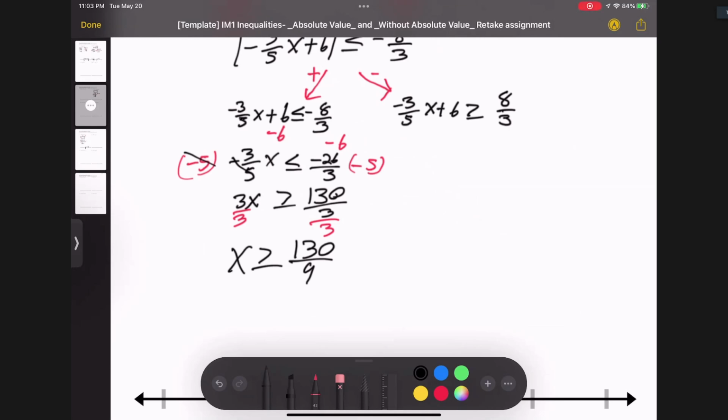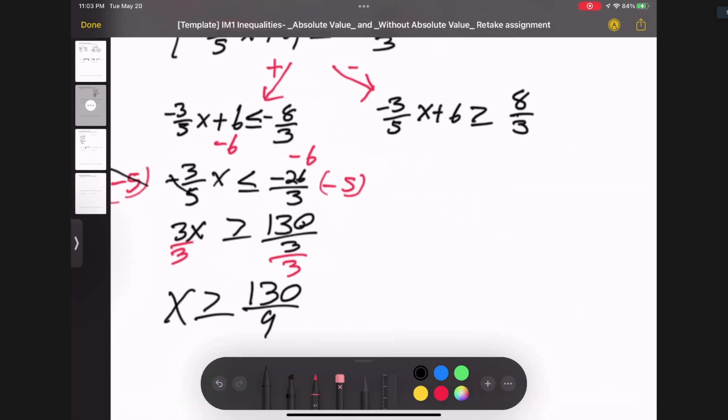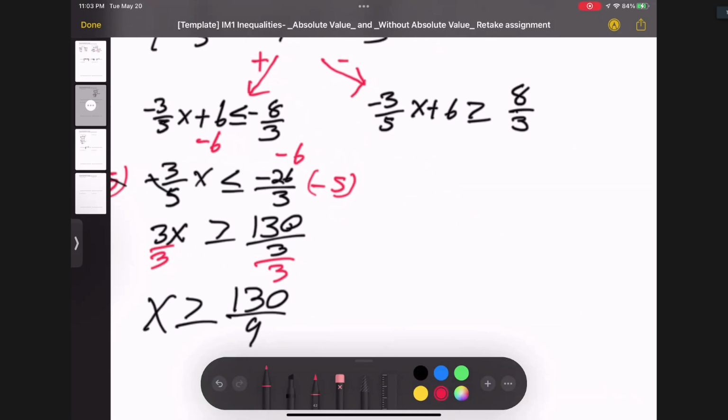Okay, this is why I don't recommend that you do math super late at night. Okay, let's do the right side.